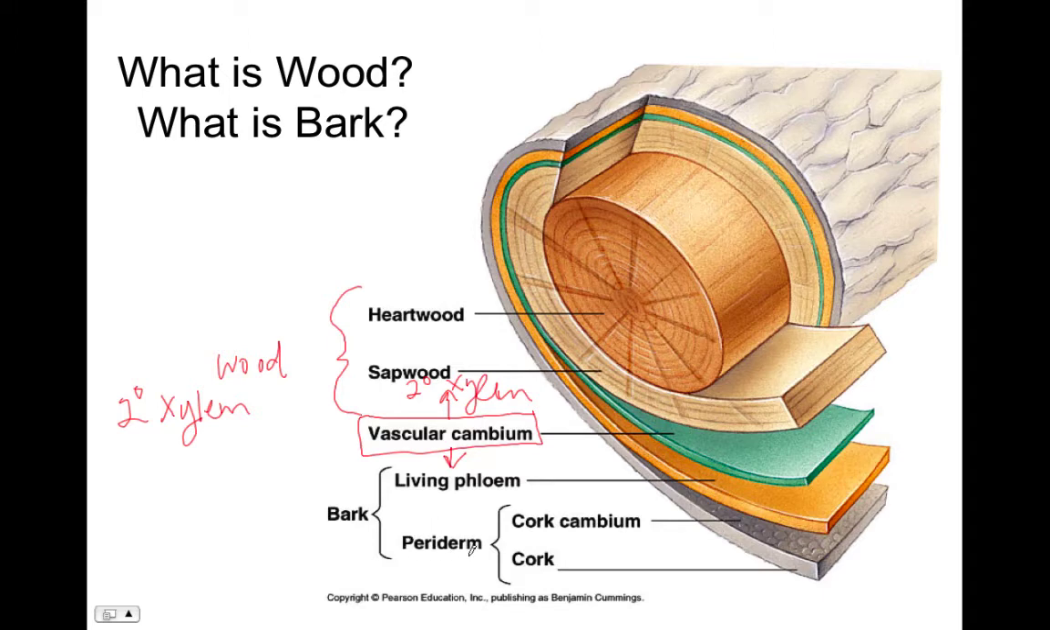The periderm is comprised of three separate tissues. We have the cork cambium, which is meristematic and produces a layer of cork to the outside. And then to the inside there is a layer of tissue known as the phloderm.